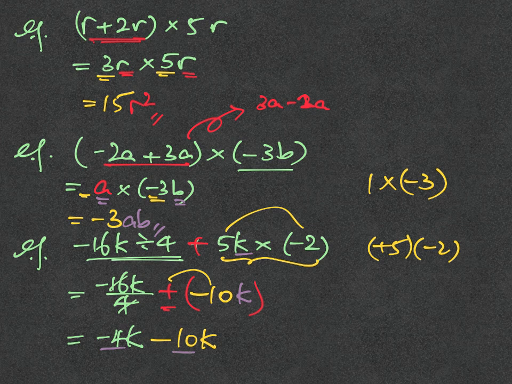Finally, minus 4 minus 10, you do 4 plus 10 first, which is 14. It is negative and negative, so that's why it should be minus. Minus 4 and minus 10 will be equal to minus 14. And you still have a k at the back, don't miss out, and you have minus 14k finally.